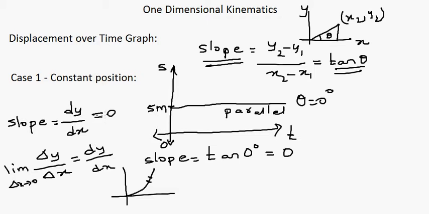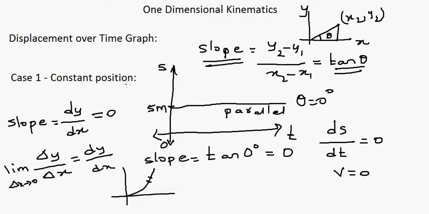And what is dy by dx? If this is for this graph, dy by dx is simply ds over dt, because s is on the x-axis and t is on the y-axis. Our ds over dt is hence 0, because the slope is 0, theta is 0. That is, our velocity is 0.